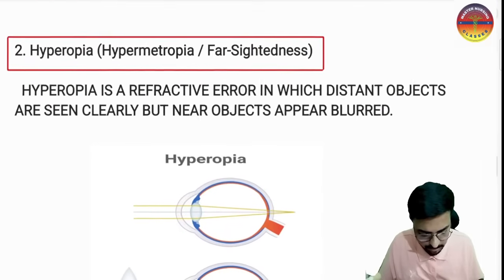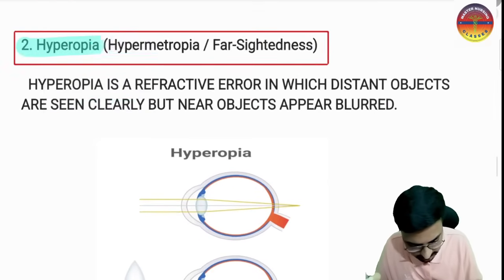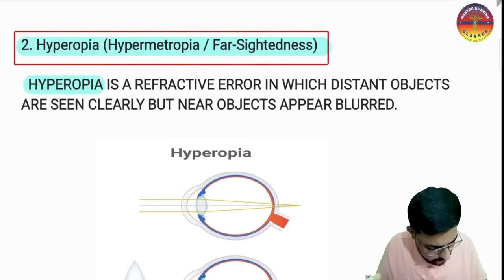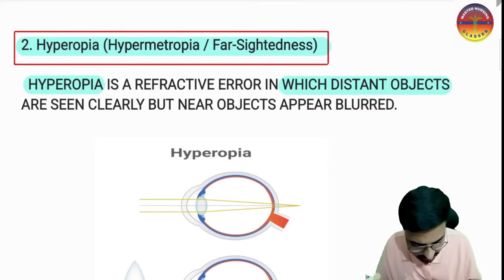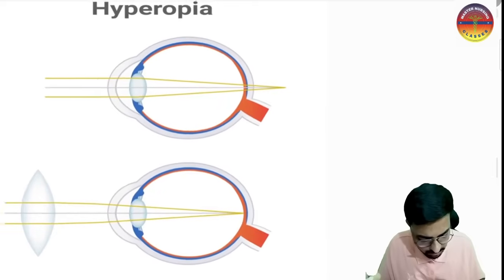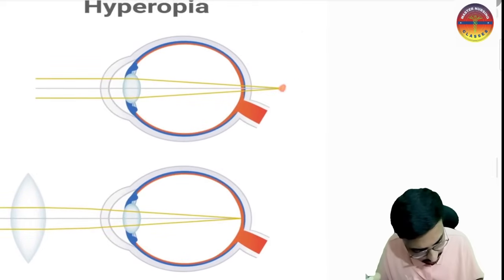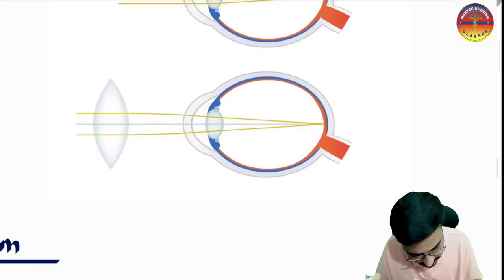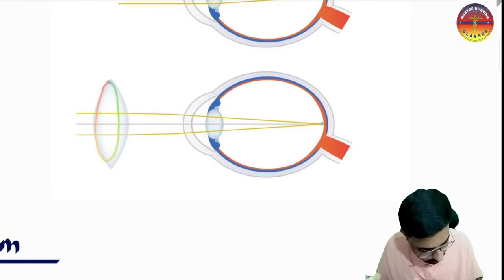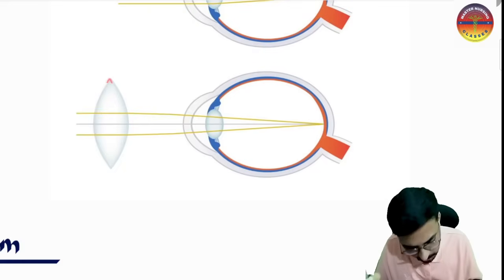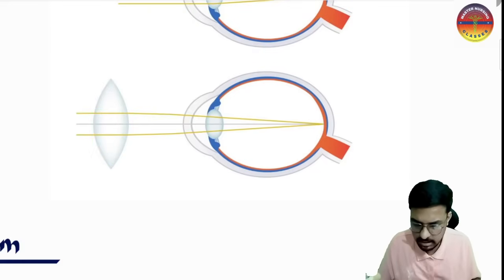Here we have hyperopia, or hypermetropia, or farsightedness. A patient with hyperopia has a refractive error in which distant objects are seen clearly but near objects appear blurred, because if you hold the object near, the light rays bend behind the retina. If I add one convex lens of the same shape here, it helps the light rays bend properly on the retina. This convex lens is converging our light rays.